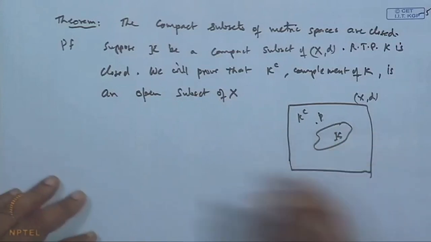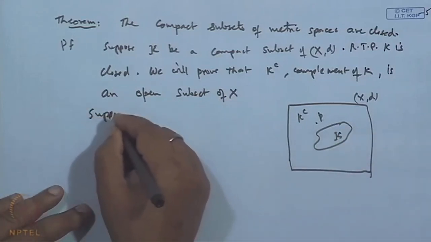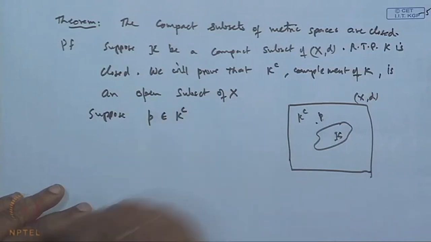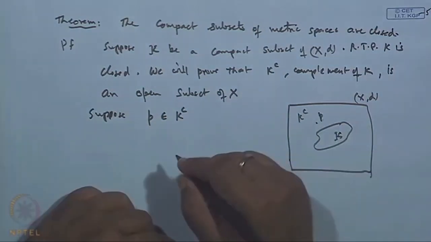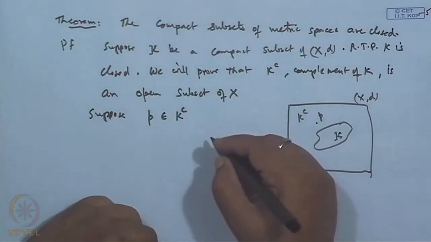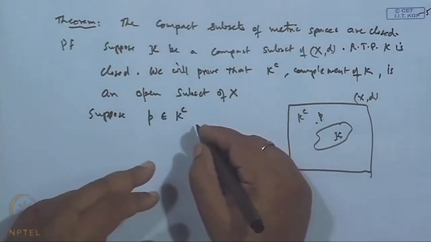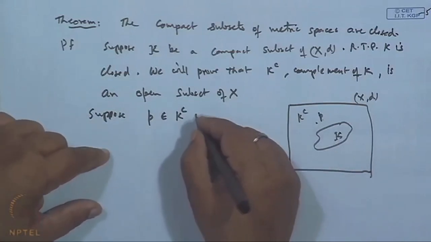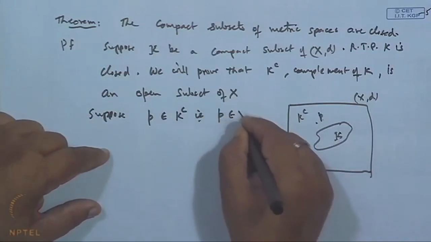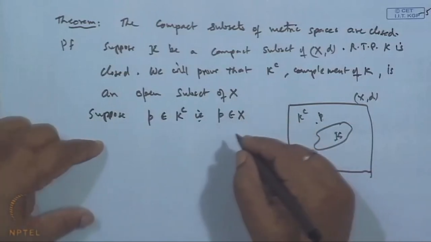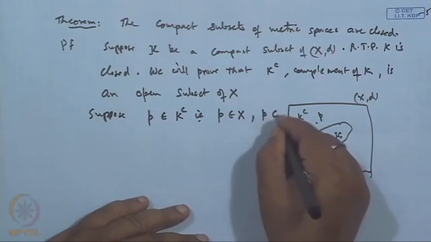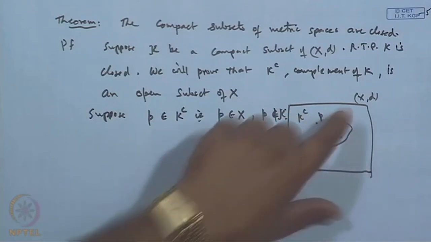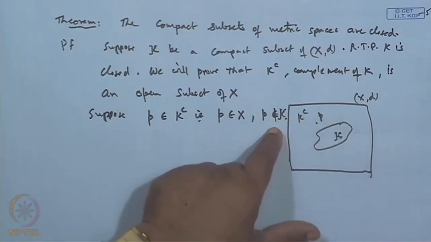So let us suppose P is a point belonging to the complement of K, that is K^c. That is, P is in X, but P is not in K. That is the meaning of this.